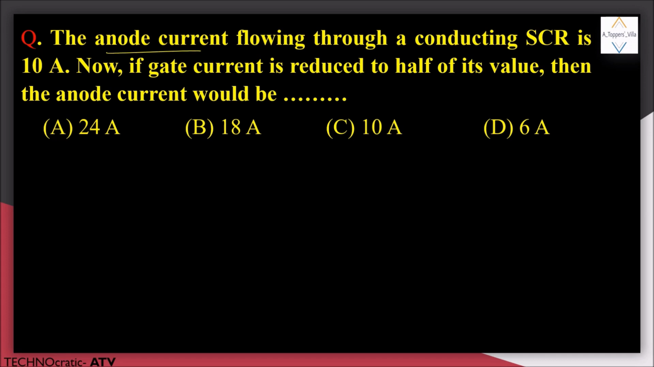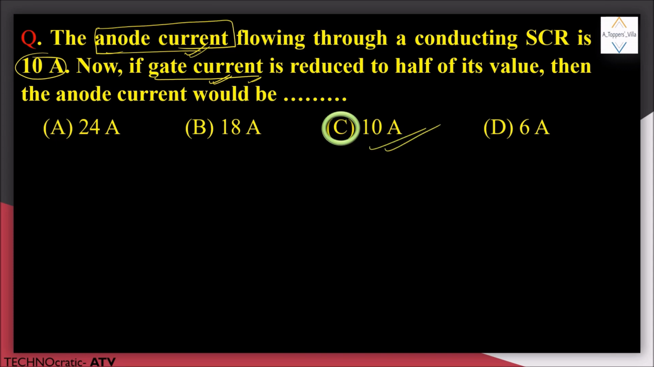The anode current flowing through a conducting SCR is 10 amperes. Now if the gate current is reduced to half of its value, then the anode current would be? We know that the gate current is used to turn on the thyristor, and once the thyristor is turned on, no gate current is required to maintain the thyristor in its on state. This anode current is totally dependent on the load connected through the thyristor. So the answer for this question will be 10 ampere.